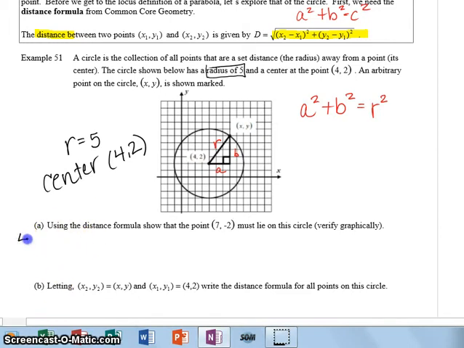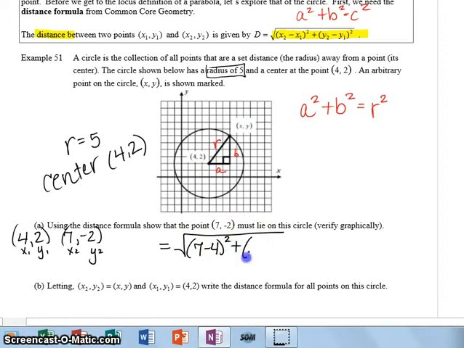Using the distance formula, show that the point 7, negative 2 must lie on the circle. Remember, you're using 4, 2, which is the center, and now they want us to test 7, negative 2. So this is your x1, your y1, your x2, and your y2. To find the distance, you take the square root of 7 minus 4 quantity squared plus negative 2 minus 2 quantity squared. Make sure you keep the square root over the top.